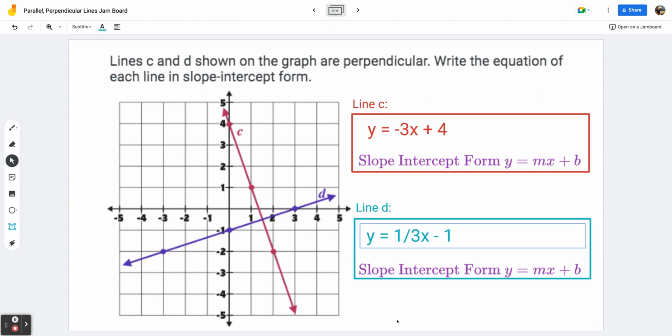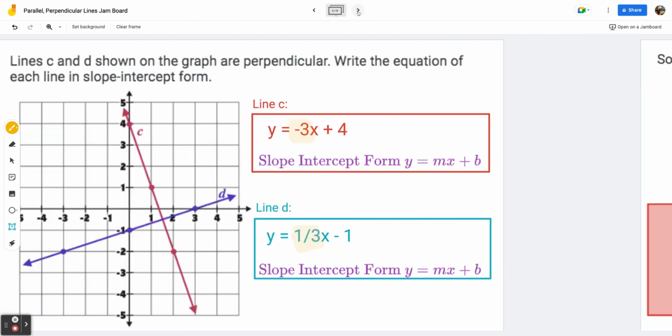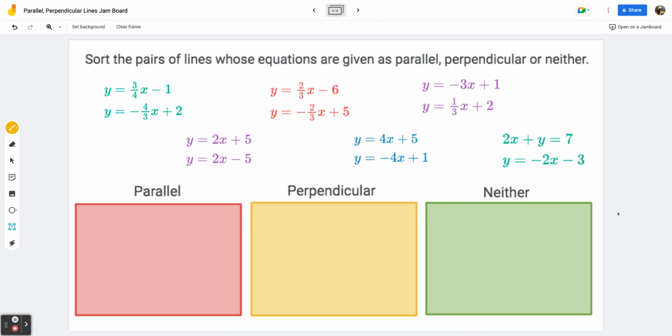Notice, if you will, when lines are perpendicular, their slopes will be opposite reciprocals. So this slope of -3 and this slope of positive 1/3 are opposites, and they're also reciprocals. With that in mind, we can sort pairs of lines as either parallel, perpendicular, or neither.